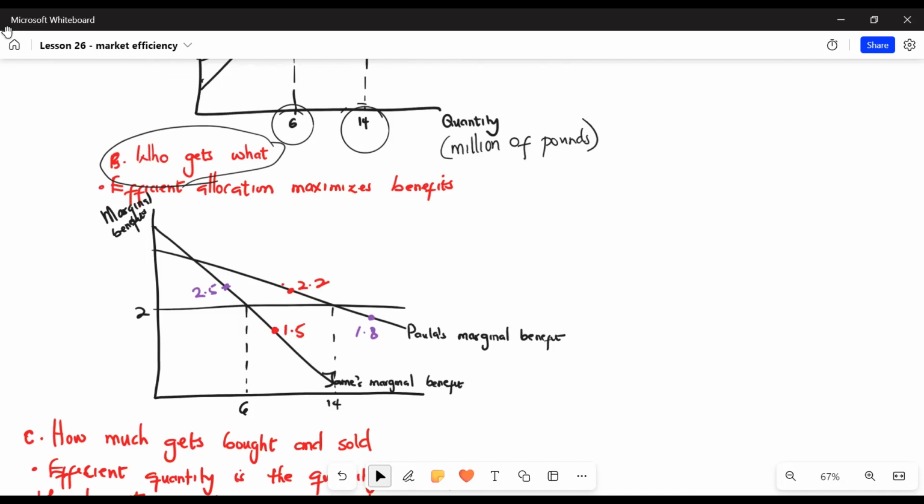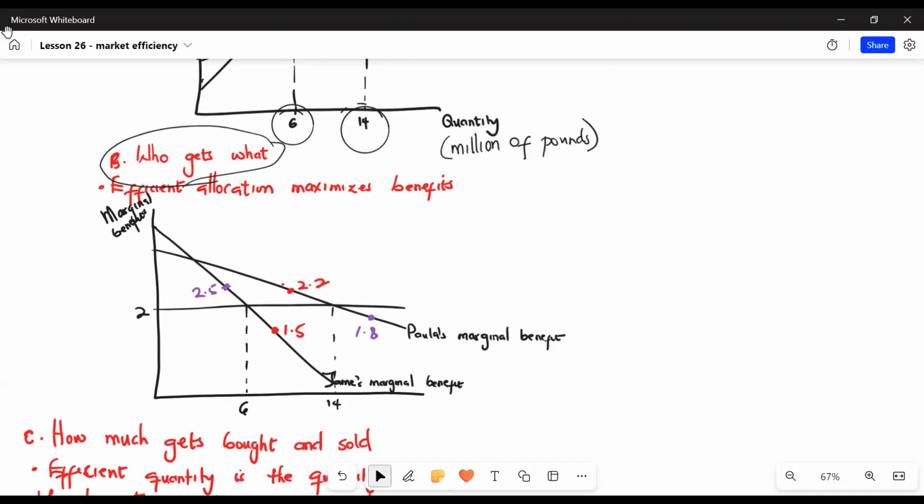So in answering the question of who gets what, the primary answer that market looks for is that efficient allocation maximizes benefits. An efficient allocation occurs when goods are allocated to create the largest economic surplus from the allocation, which requires that each good goes to the person who gets the highest marginal benefit from it.